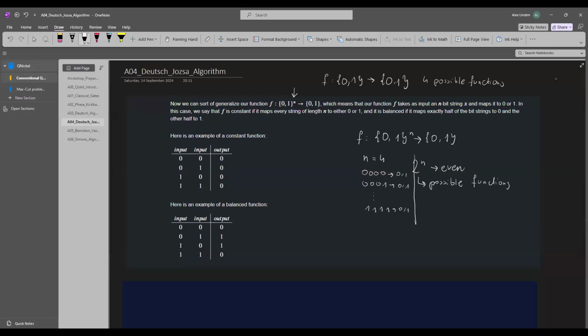So f is constant if it maps every string of length n to either 0 or 1. So here's an example of a constant function. That's what we know a constant function to be usually. So in case of bits, it's similar. We have to have either all zeros or all ones. And we can achieve this because this is even. Oh, no, this will be another point. So if a function is balanced, then half of the outputs have to be 1 and half 0. And that's where we need the evenness.